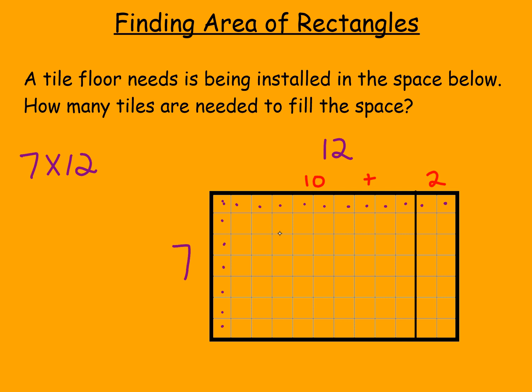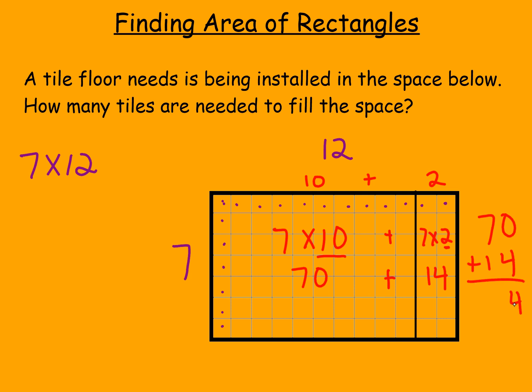That makes 12. So in this section here, I would need to do 7 times 10, and this part over here would be 7 times 2. Well, 7 times 10 is 70. 7 times 2 is 14. I know my 10s because they're fairly easy, and my 2s are just doubles. Then all I need to do is add those two parts together. 70 plus 14, and I would get 84. So the number of tiles would be 84 tiles, or 84 square units.